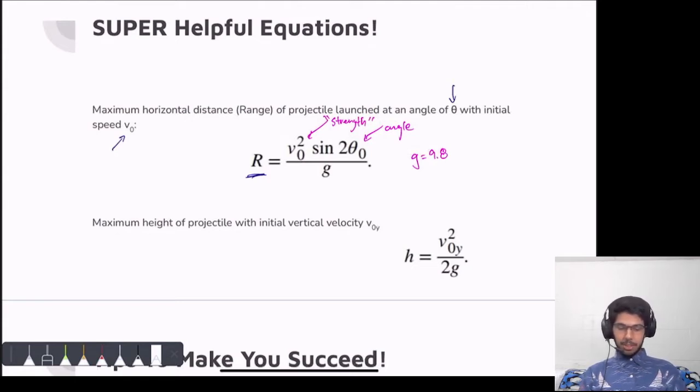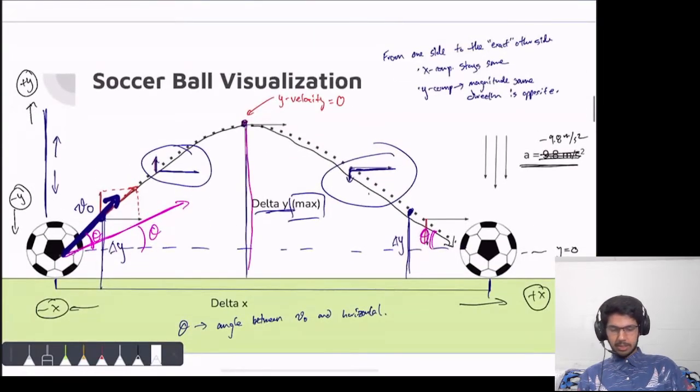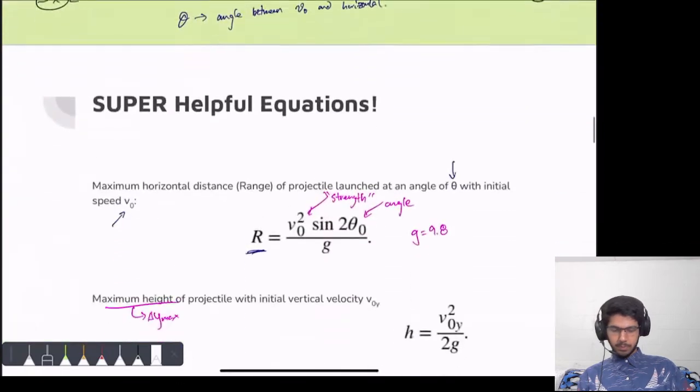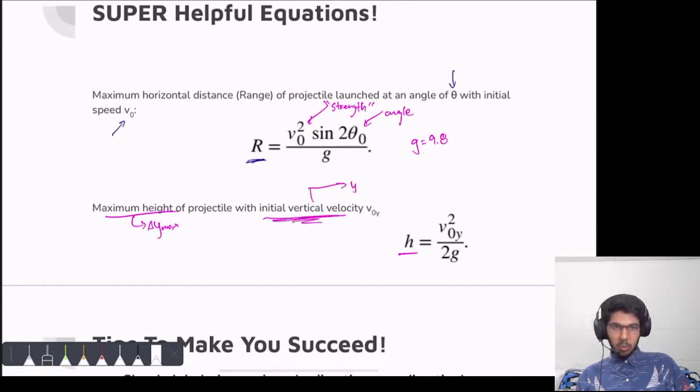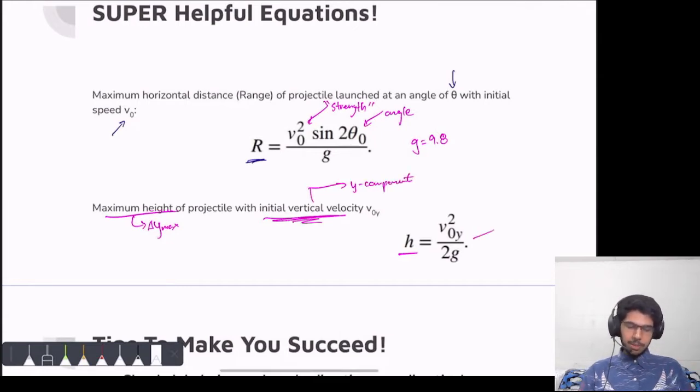Similarly, we can find the maximum height of the projectile. So this is delta y max, right? If we go back, it's this quantity right here. So that's given by h. And if we have the initial vertical velocity, so this means we need the y component of velocity, if we have that, we can plug it into here and we'll get the height. So these are just a couple of equations that can really help you out, save you a lot of time, but you can compute these values in other ways.